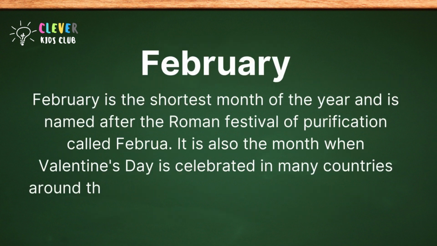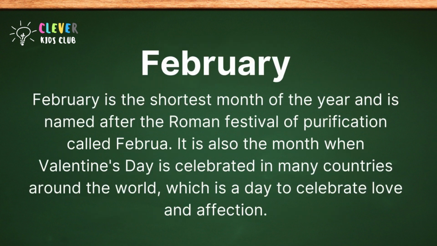February. February is the shortest month of the year and is named after the Roman festival of purification called Februa. It is also the month when Valentine's Day is celebrated in many countries around the world, which is a day to celebrate love and affection.